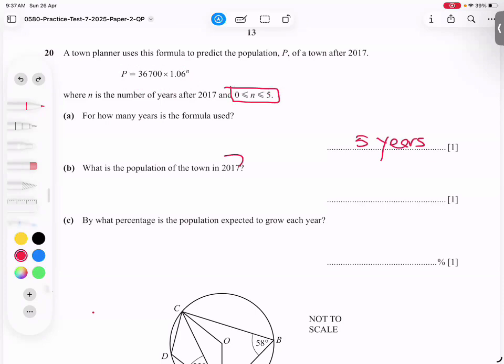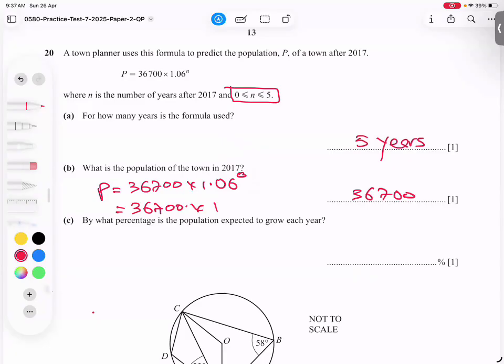And the population turns 17. 17 means in the first year. First year means I have to plug in this 0. I'll just show you, though it is not needed. 1.06 to the power 0. Something to the power 0 is 1. If it's 1, then 367,000 times 1, so we're getting 367,000.